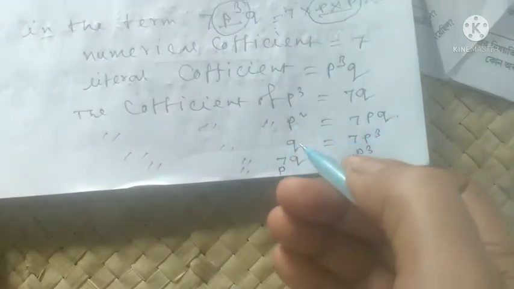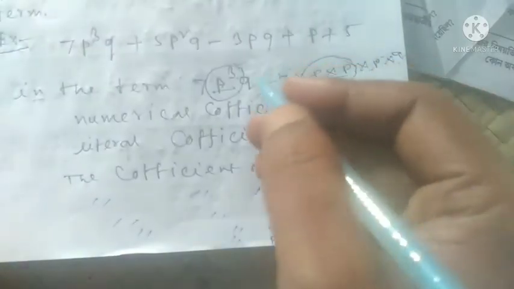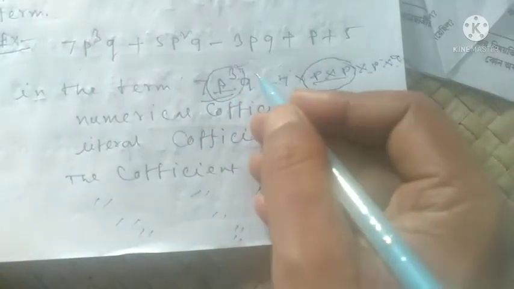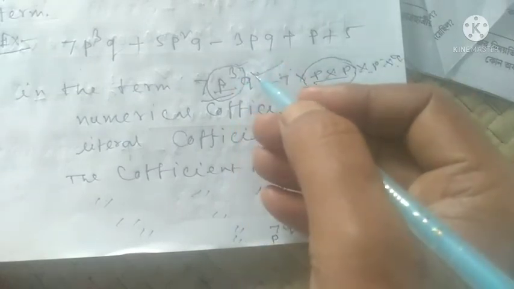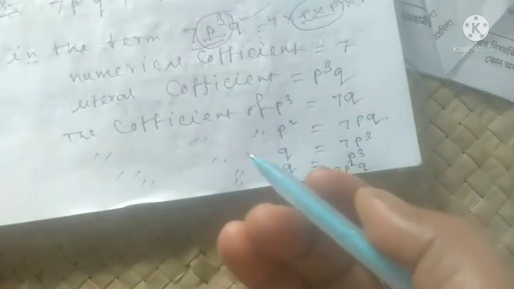If you write the coefficient of Q, you have to write the 7PQ only, because you are finding the coefficient of Q, so that time you do not write the Q. I think in this video I am able to clear your concept.